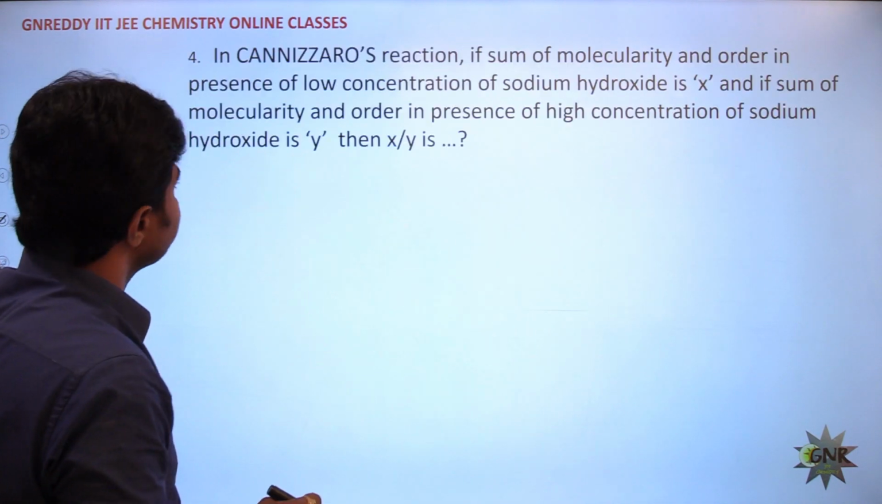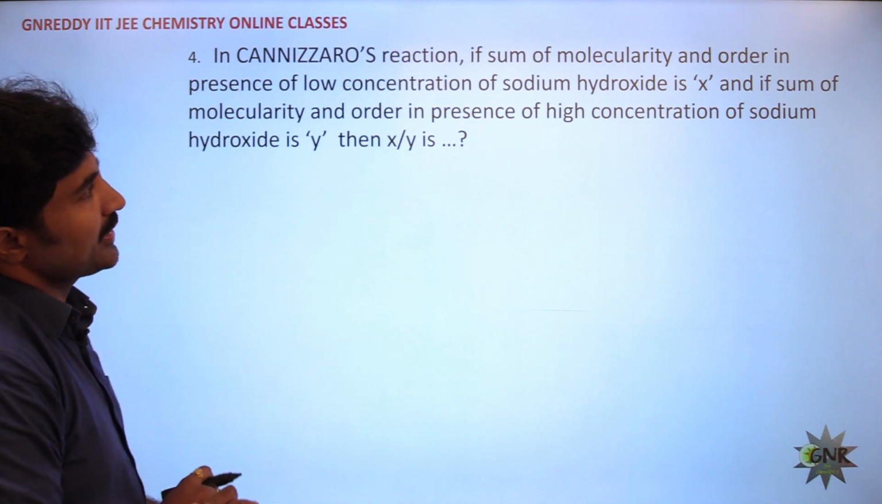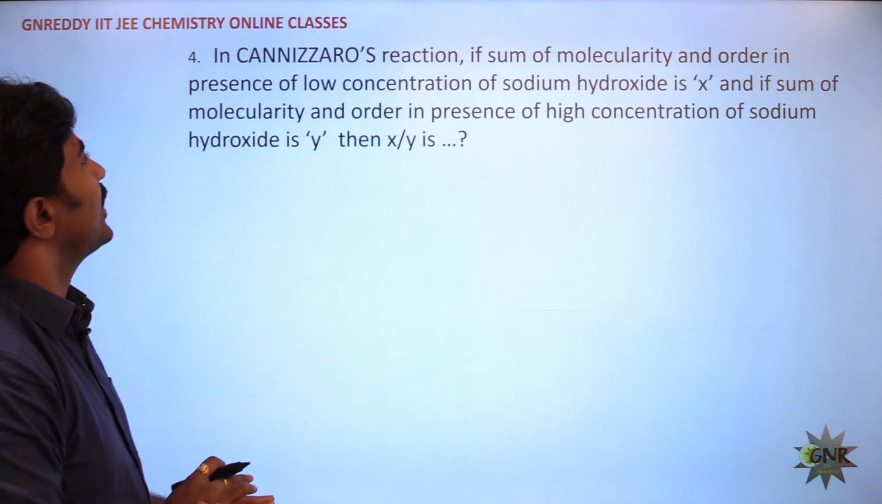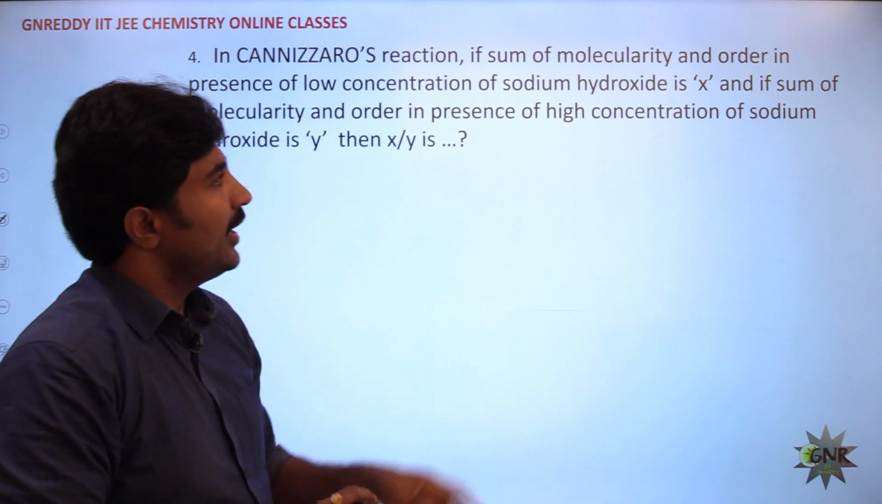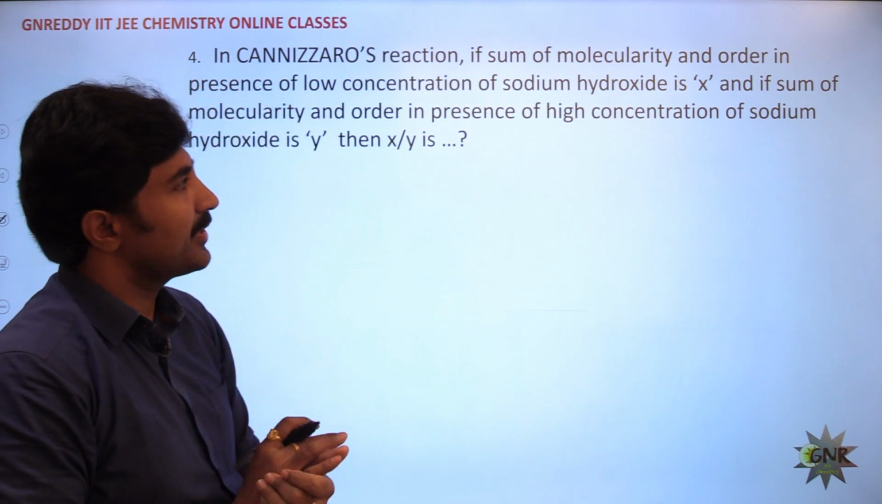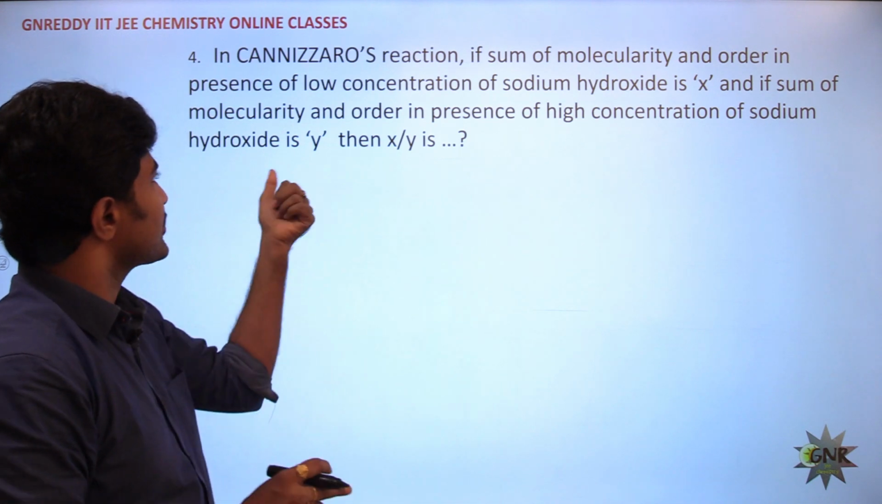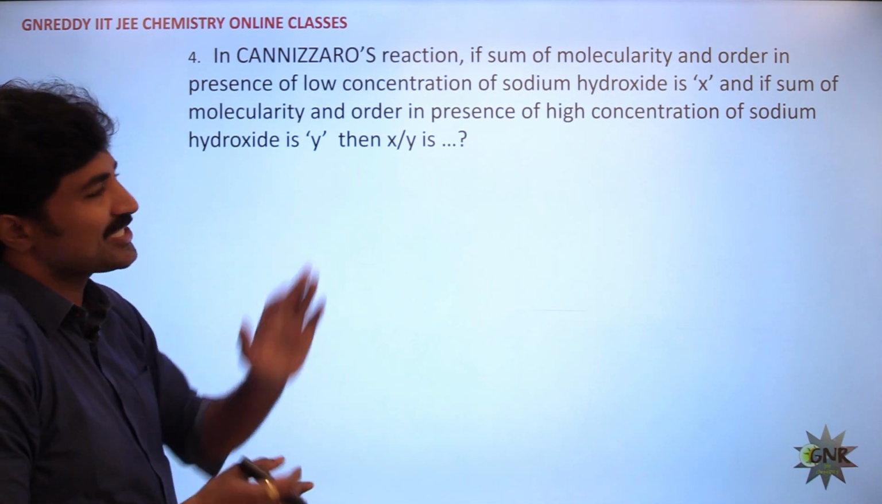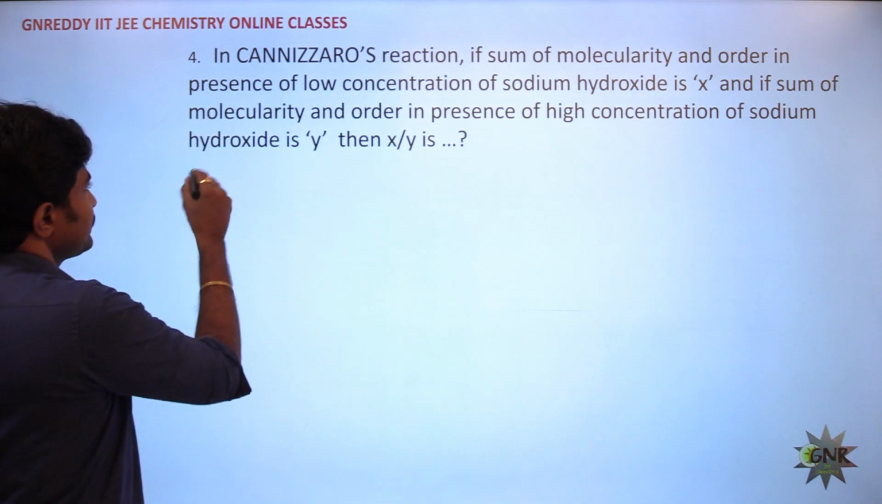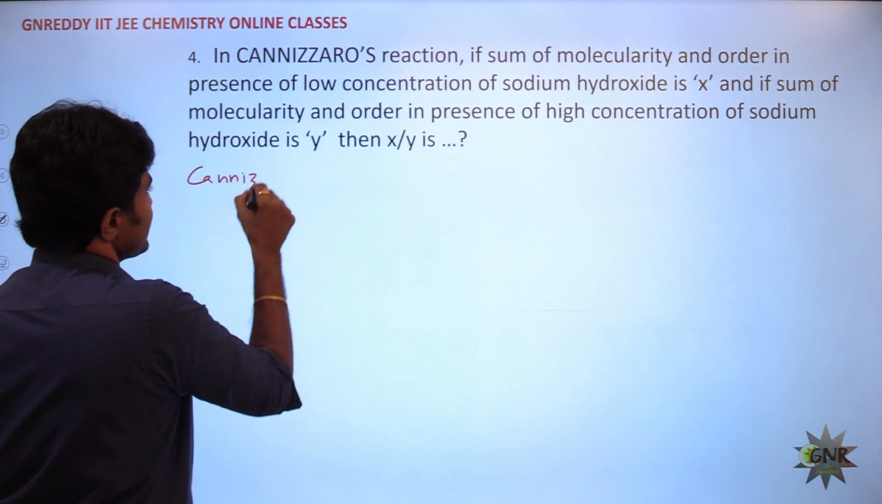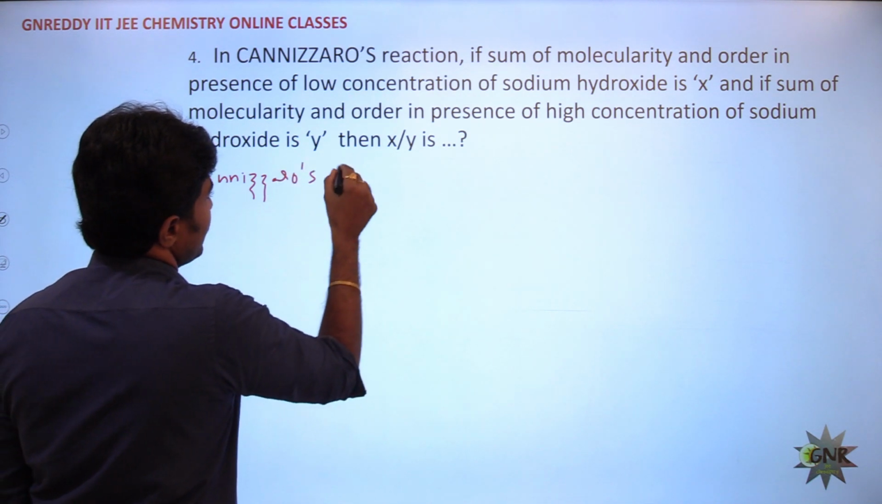Now see the next one. In the Cannizzaro reaction, if the sum of molecularity and order in the presence of a low concentration of sodium hydroxide is X, and if the sum of molecularity and order in the presence of a high concentration of sodium hydroxide is Y, then what is the X by Y value? First of all, if you look at the Cannizzaro reaction, what is this one?